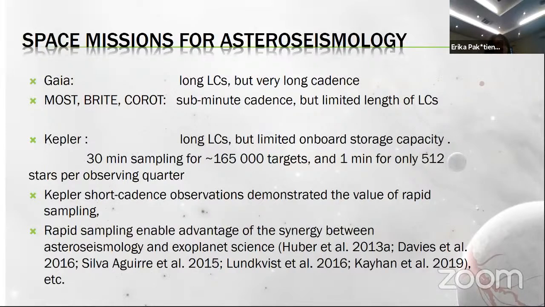Most of them were observed with 30-minute sampling time, and only 512 stars per quarter were observed with 1 minute sampling time. But Kepler observations have shown that short cadence is very important for asteroseismology and to get precise results.